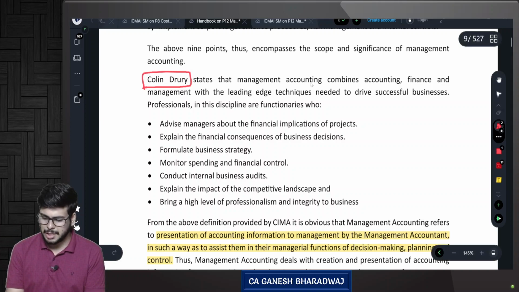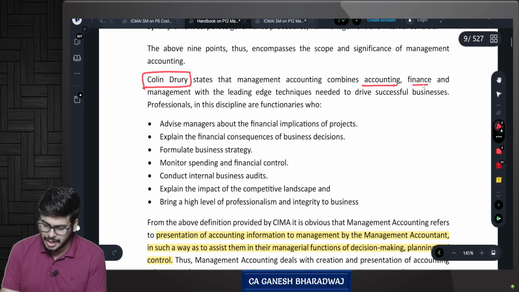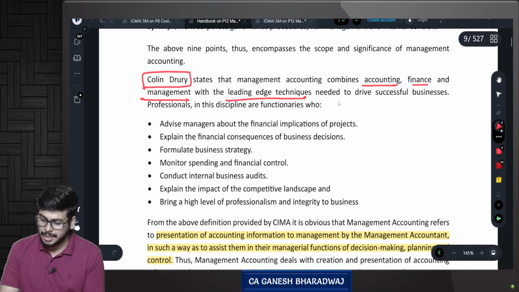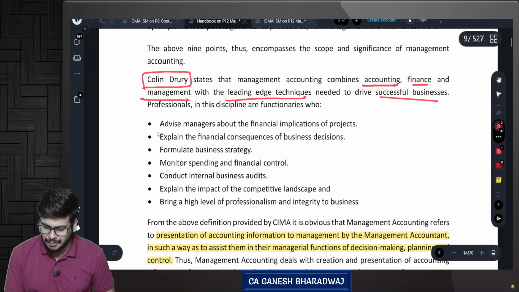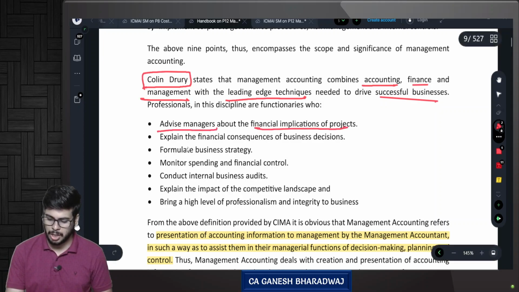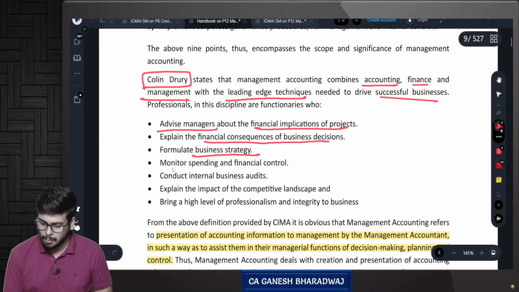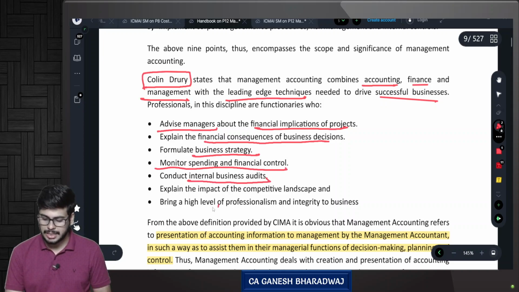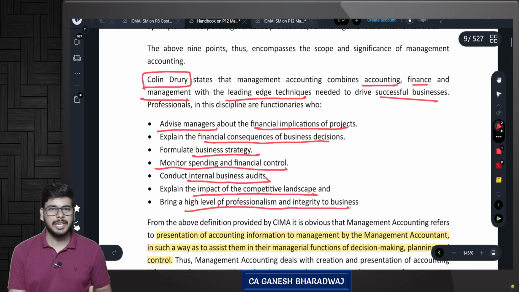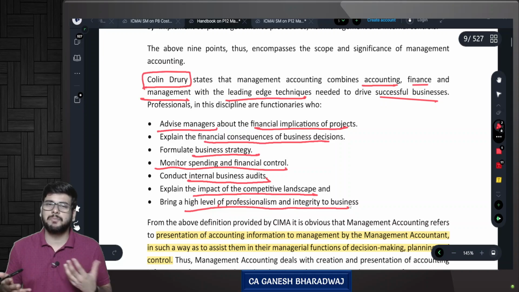So he states that management accounting combines accounting, finance, and management with leading edge techniques needed to drive successful businesses. What it involves: advising managers about financial implications of projects, explaining the financial consequences of business decisions, formulating business strategy, monitoring spending, financial control, conducting internal business audits, explaining the impact of the competitive landscape, and bringing a high level of professionalism and integrity into business. So broadly, he has explained what it involves.